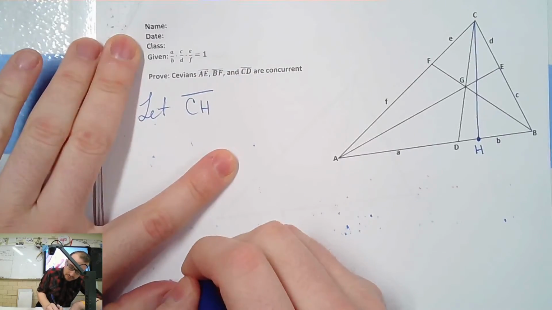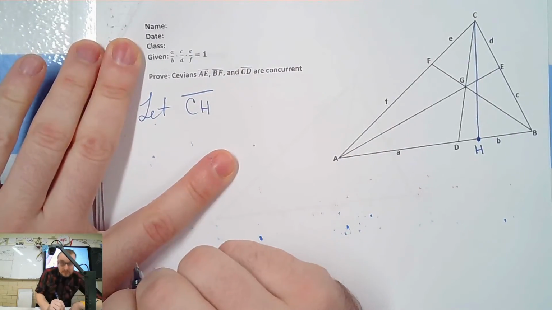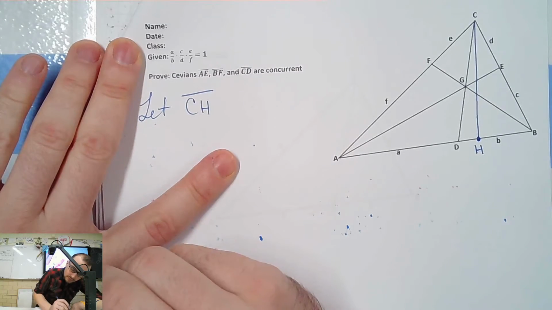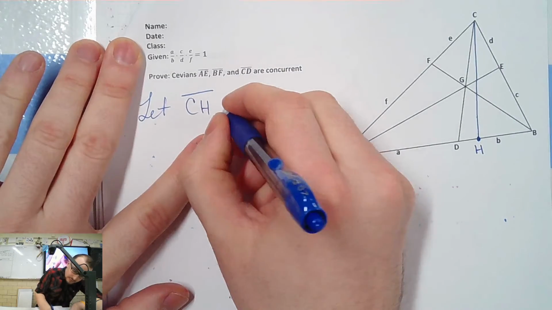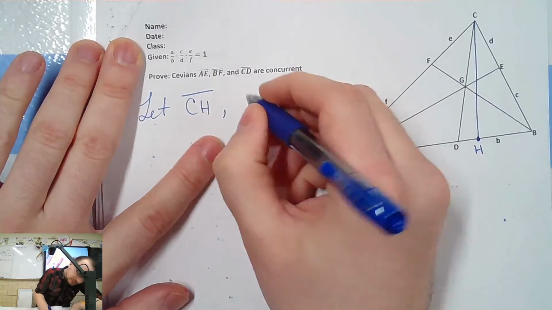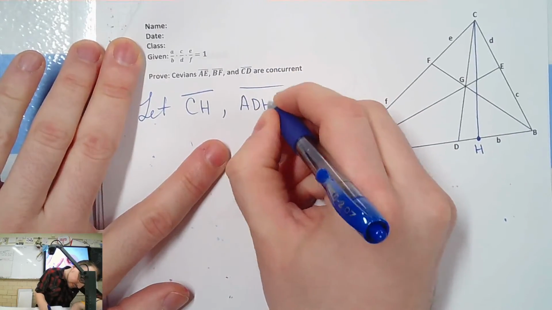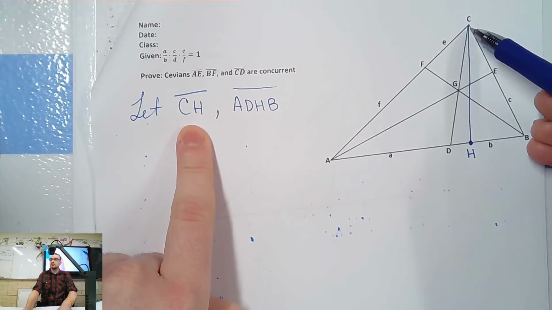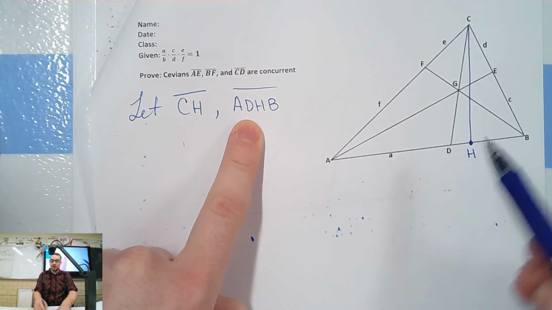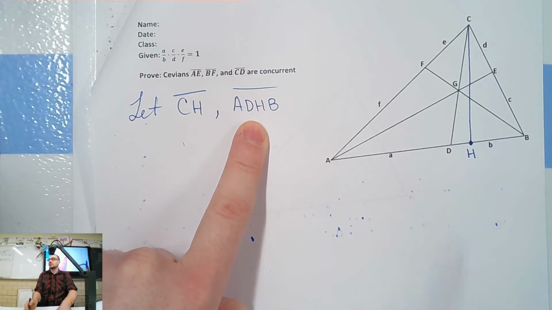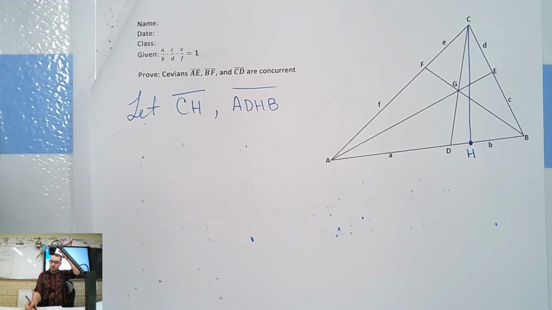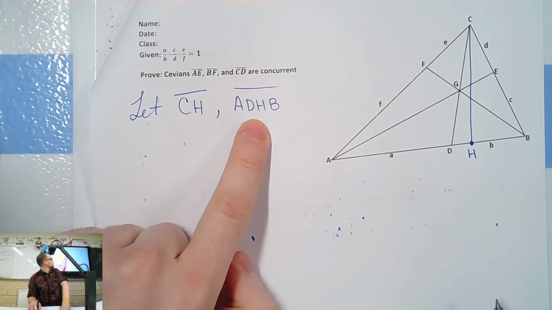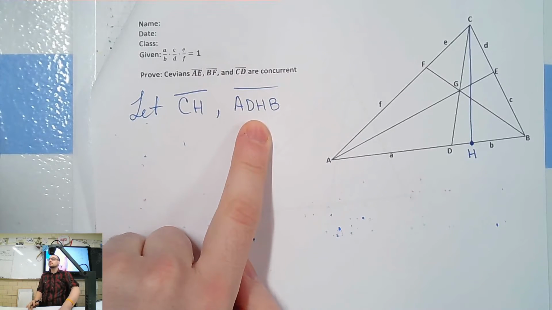Let CH, and then let ADHB. So this tells you that I created a segment from C, and then I made sure that it also created ADHB at the same time. Does that make sense? Nope. It just can't be D. And that's what this shows: D and H are separate points. Okay?